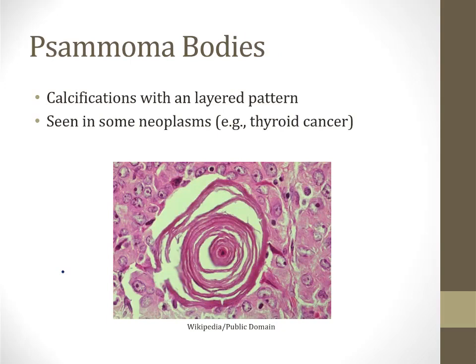Another example of dystrophic calcification is psammoma bodies. These are calcifications with a layered pattern. They're sometimes said to look like an onion. This is an example of one on the screen here. You can see psammoma bodies in some neoplasms, for example, in cancer of the thyroid.